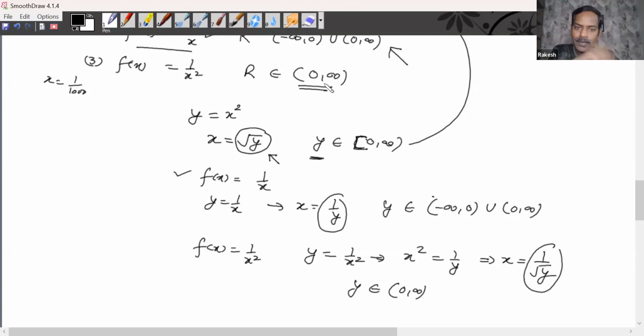So domain and range in a function are interlinked. So we have to just focus on the process of finding the domain. For range, we'll be using this trick: we will just transpose the function from being a function of x to making it a function of y, right?